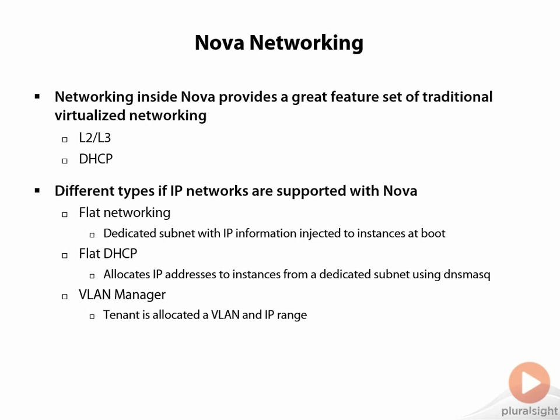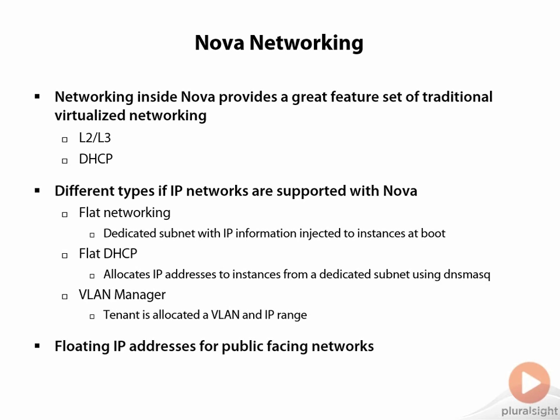The next one is flat DHCP, which is much more common, I find, where we actually allocate an IP address and it's picked up using the dnsmasq service and is deployed into the DHCP as the instance boots. The third option is VLAN Manager, where a tenant is actually allocated a VLAN and an associated IP address. So that's for the deeper layer 2, layer 3 boundaries within the tenant.